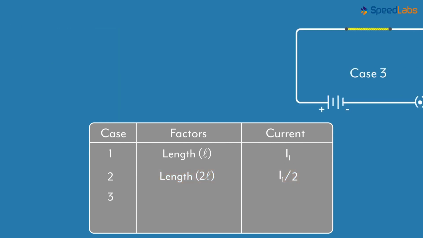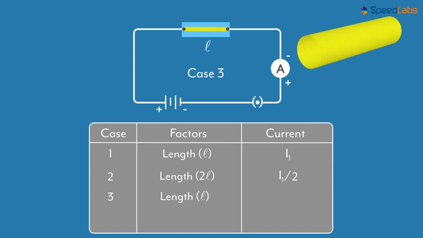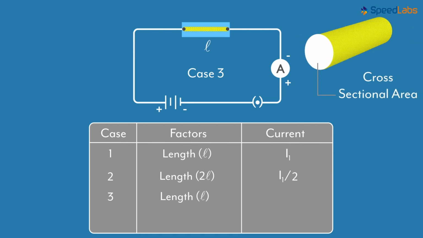In the third case, we replace the wire with a thicker nichrome wire with length L. Understand this case well. We're just increasing the thickness of the wire without changing the original length L. Increasing the thickness simply means we're increasing the cross-sectional area. Let's call it A. Now, when you measure the current, you will notice that it's more than the original current I1. The results we're getting are pretty interesting.